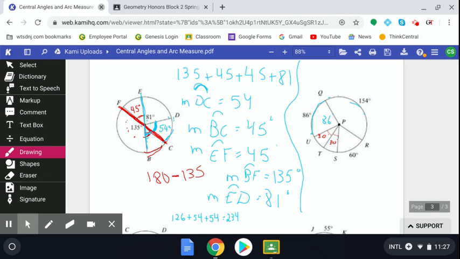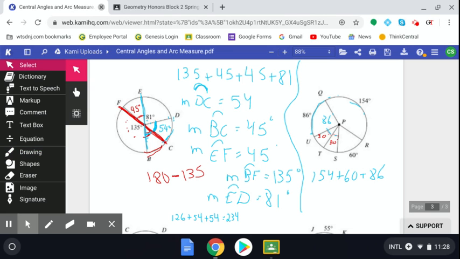So what I did was 154 plus 60 plus 86. And then I subtracted that from 360. After I subtracted that from 360, I divided by 2 because these two have dashes, which means they're congruent. So they're both 80 degrees, which means these arcs here are also going to be 80 degrees.